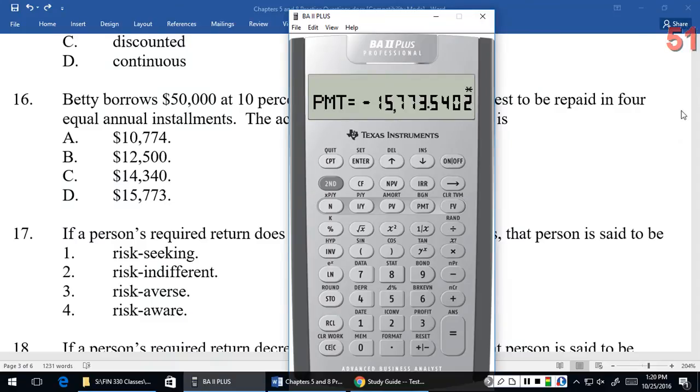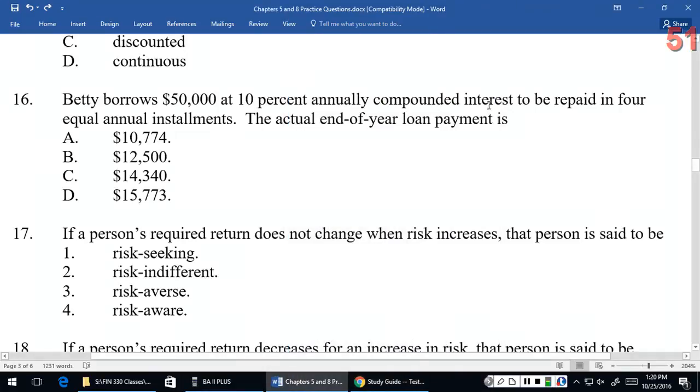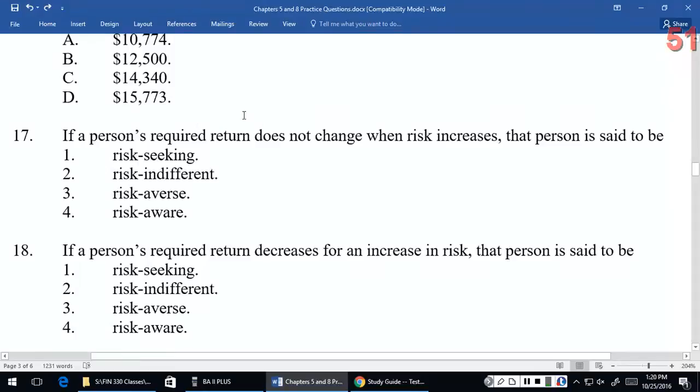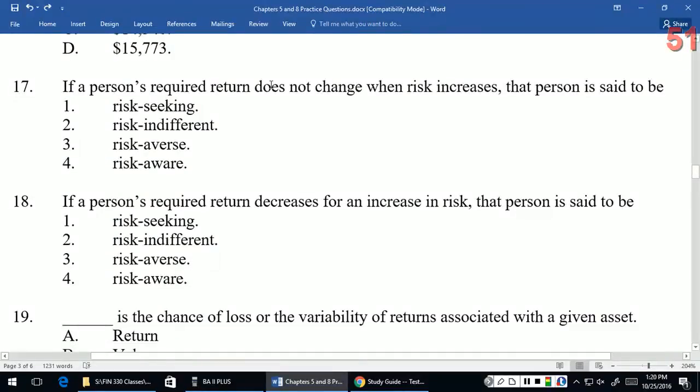Okay, so that is the end of practice questions for chapter 5. Okay, let's run through some of the other ones really quickly, starting with chapter 8. Number 17, if a person's required return does not change when risk increases, that person is said to be what? So they're risk indifferent, okay?